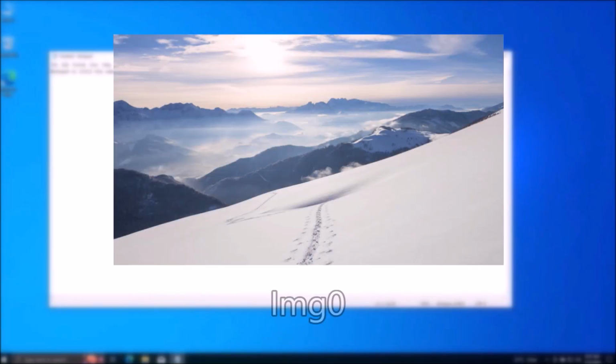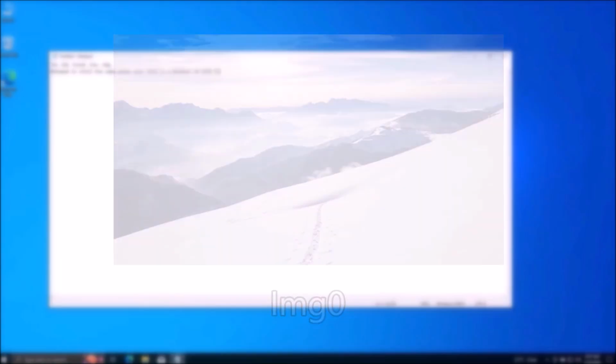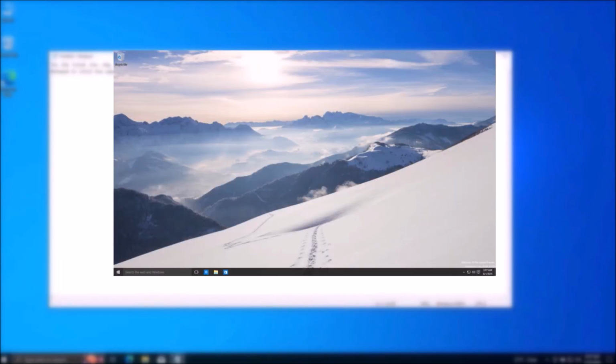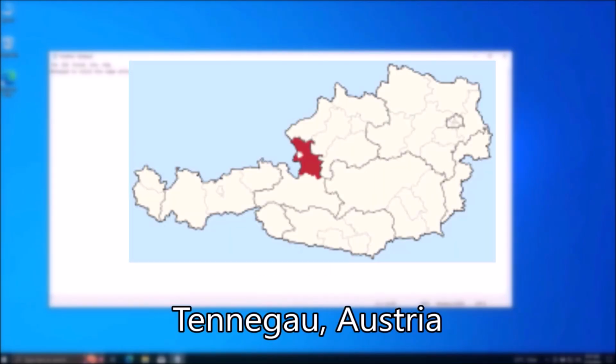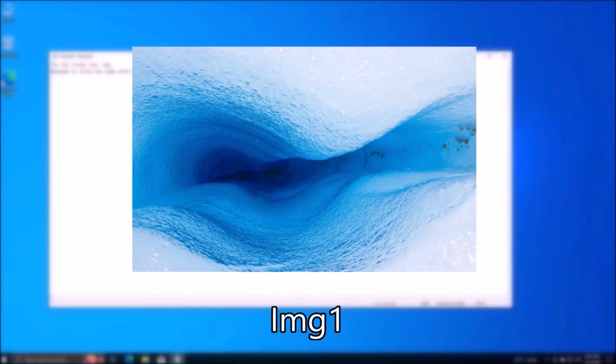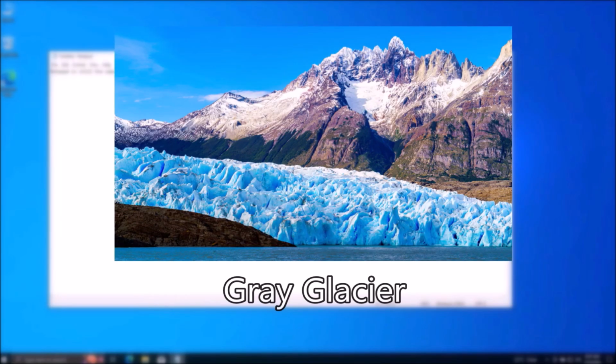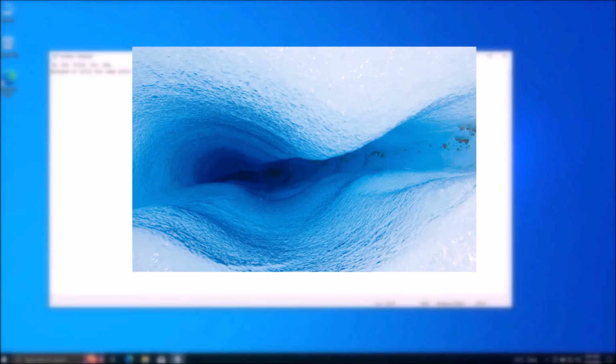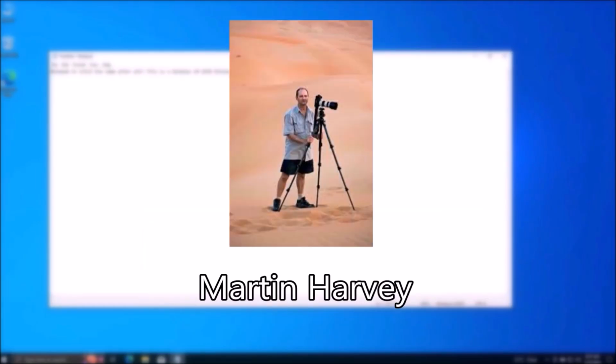Now with the other 2 from the beta versions, the first one, which is also used as a default wallpaper from builds 9900 to 10135, was photographed by Franz Pritz. It was taken in Tamongo, Austria. The second image is of a glacier, from my research, the Grey Glacier in Chile. It was created in the 2000s by photographer Martin Hardy.